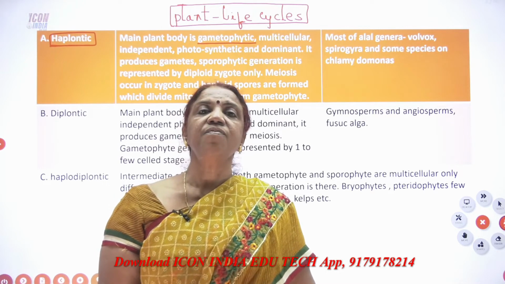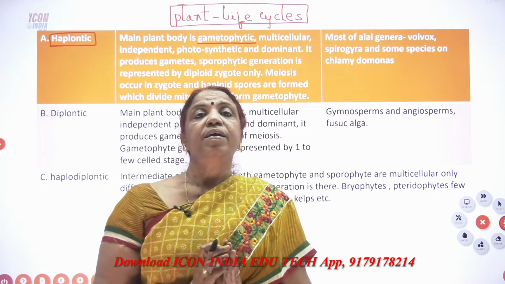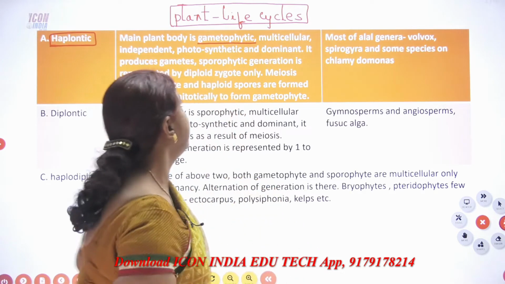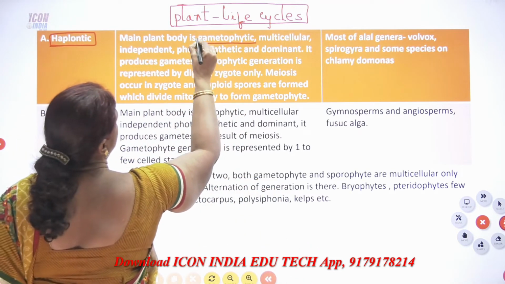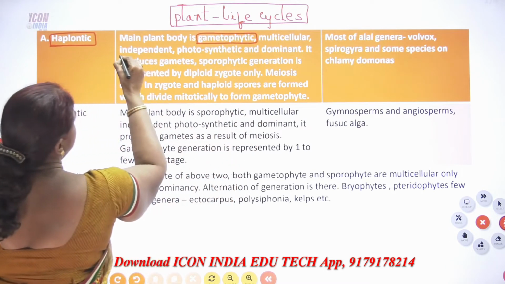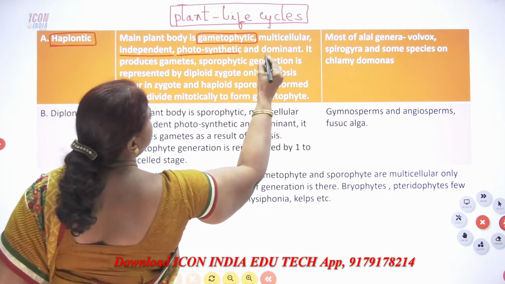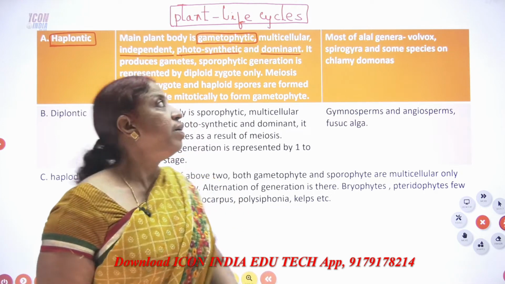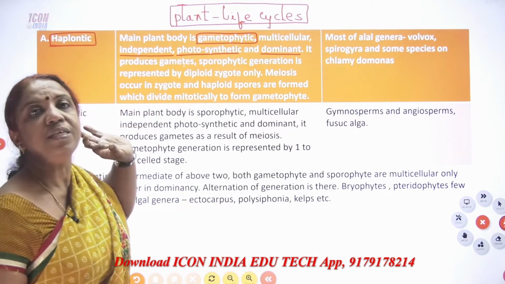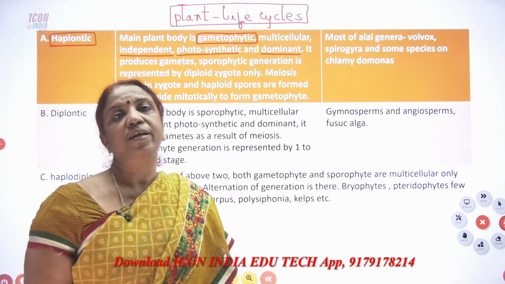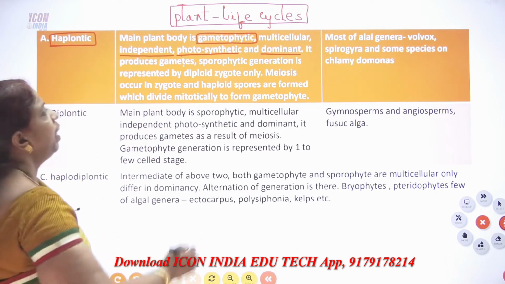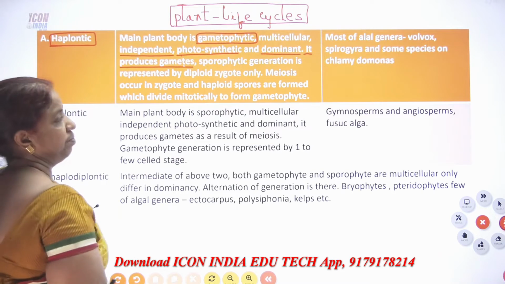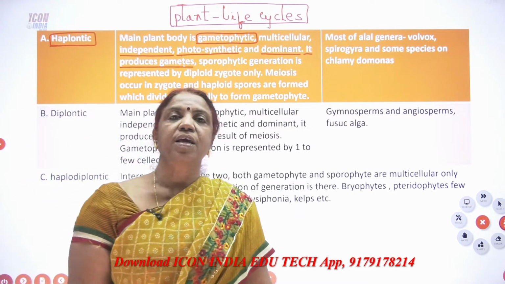So in the case of the Diplontic life cycle, the dominant phase is the gametophytic phase. This is multicellular, independent, photosynthetic and dominant. The next point is that it produces the gametes. So the gamete-producing stage is called the gametophyte.